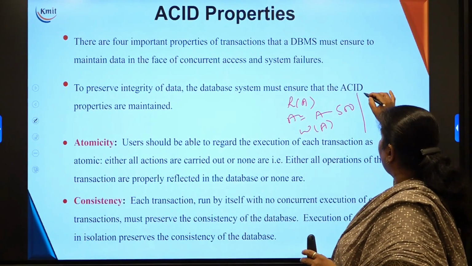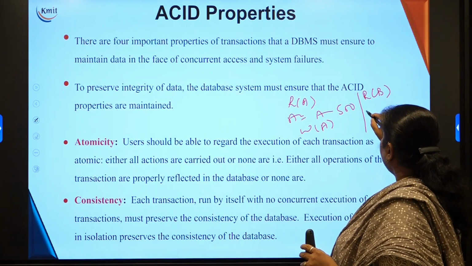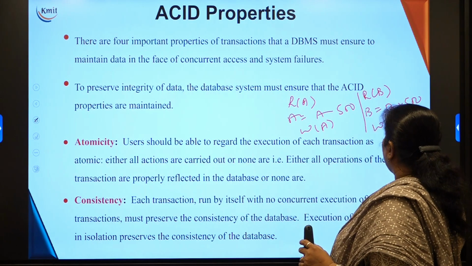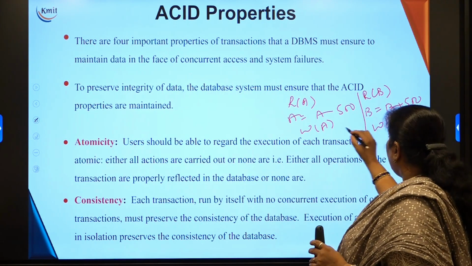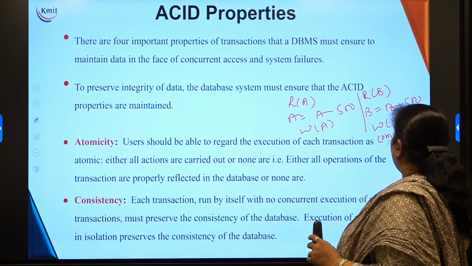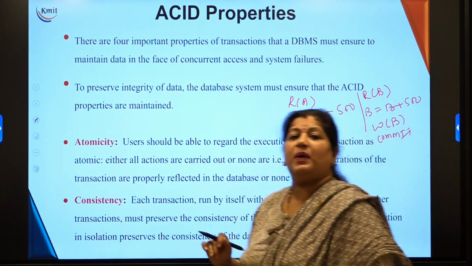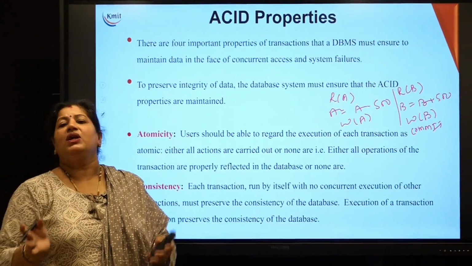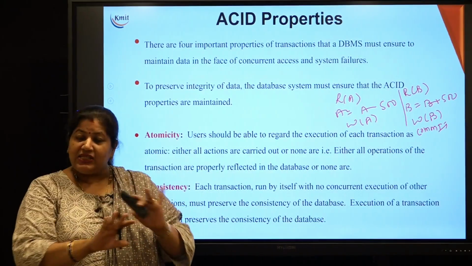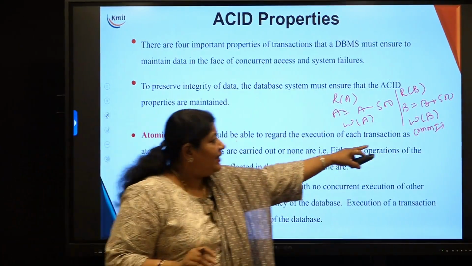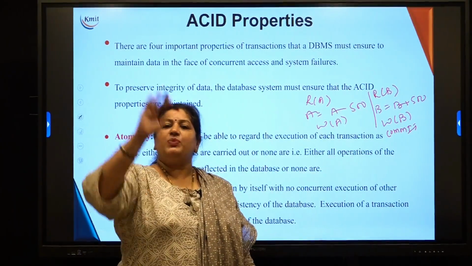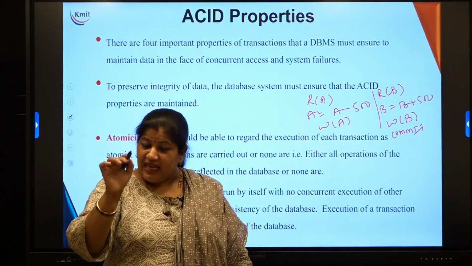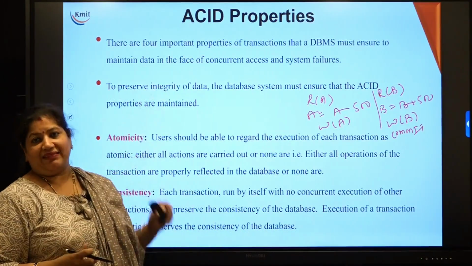Similarly, continuation would be read of B, B equal to B plus 500, then I am saying write of B. After all these things, there is something called a commit which will make these changes permanent. Because remember one thing, when I am doing the transactions, whatever updations you are making are not permanent unless and until there is a commit which is executed. This is all temporarily maintained. The reason is that I have to ensure these ACID properties.